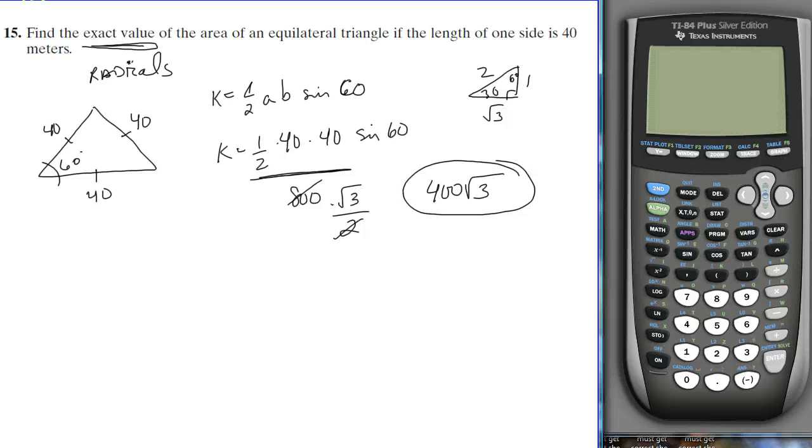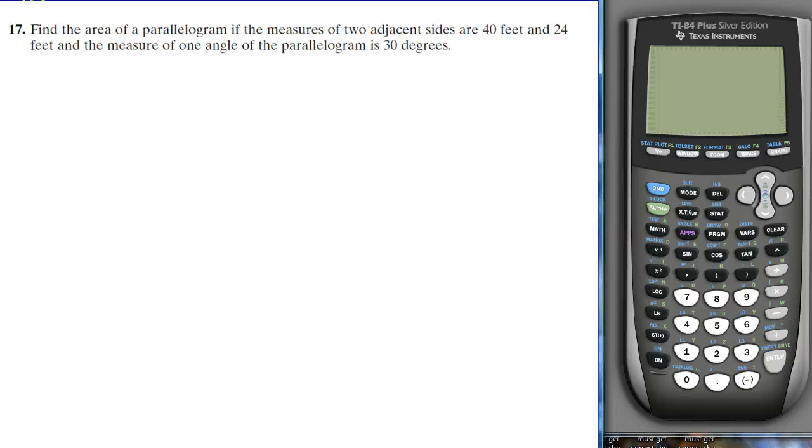So that's what it is for radicals. If they said to the nearest tenth, you punch this in and you get 690 or something, 700, around there. Next one. Find the area of a parallelogram. All right, so it's a little different. Two adjacent sides, blah, blah, blah, 40 and 24. The measure of one angle is 30.